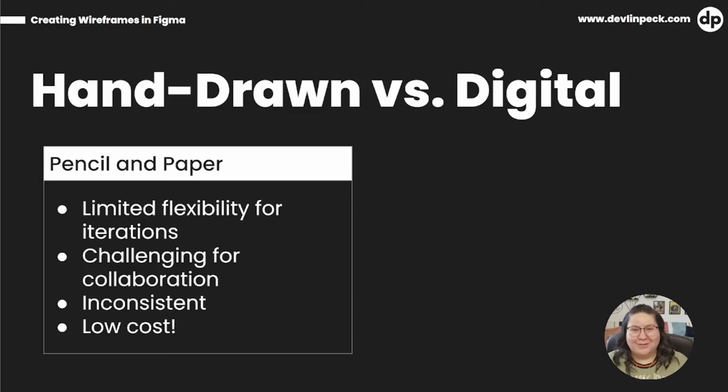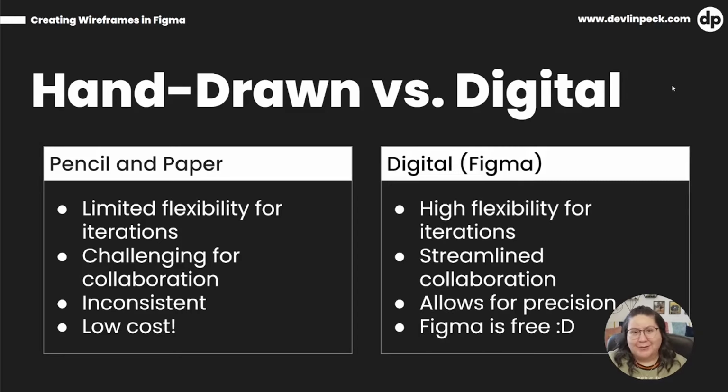And they are also going to be inconsistent, right? Because if you are drawing them out and you're not always using a ruler or anything to measure everything out precisely, they're going to start to be really inconsistent. But one benefit of paper and pencil is that it is low cost and I guess pretty easy to just pick up and do. So those benefits are it's low cost and familiar, but it can be really inconsistent and limited with making iterations.